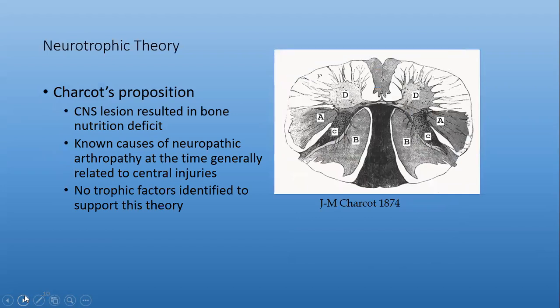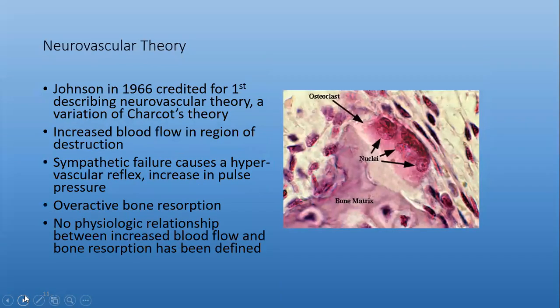So there's a couple different theories that we'll just touch on here. The first one being the neurotrophic theory, where the lesions result in a bone nutrition deficit, which causes this arthropathy that causes the degeneration of the bones in the joints. There's no real trophic factors, there's no real backing behind this one. This was more of a theory that didn't really have too many legs to stand on.